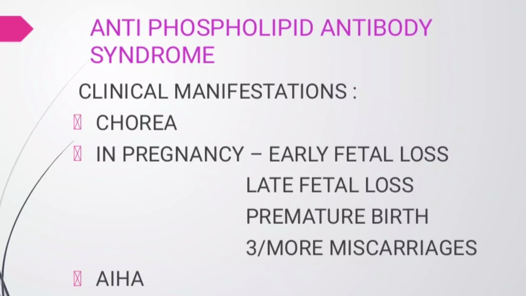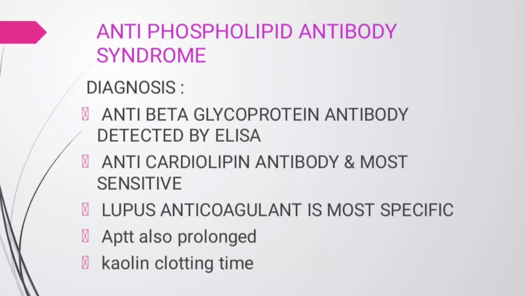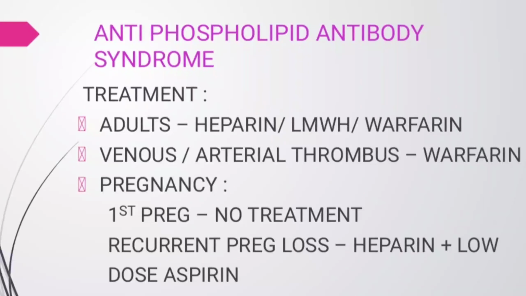And let's see the autoantibodies seen in this condition. The autoantibodies seen are anti-beta 2 glycoprotein antibody, which is detected by ELISA; anti-cardiolipin antibody, which is the most sensitive antibody in the detection of APS; and also lupus anticoagulant, which is most specific for antiphospholipid antibody syndrome. Let's look into the treatment plan that is available.